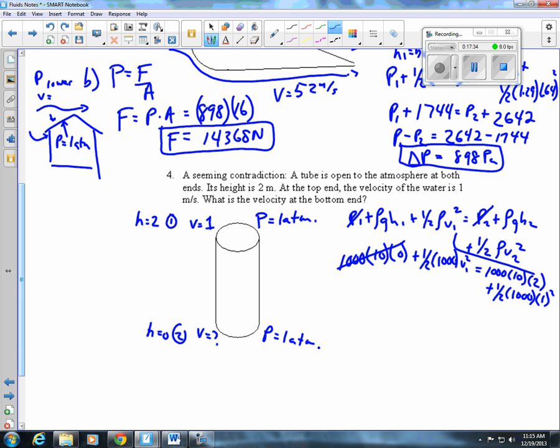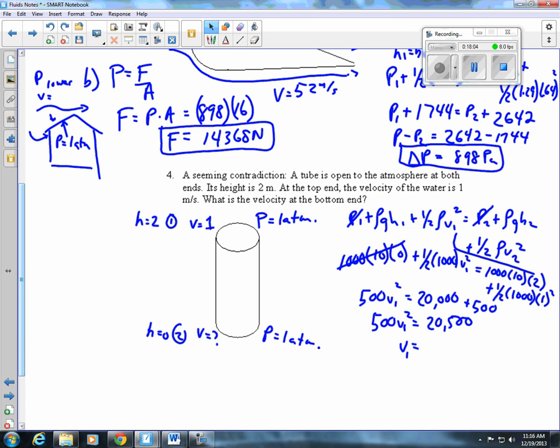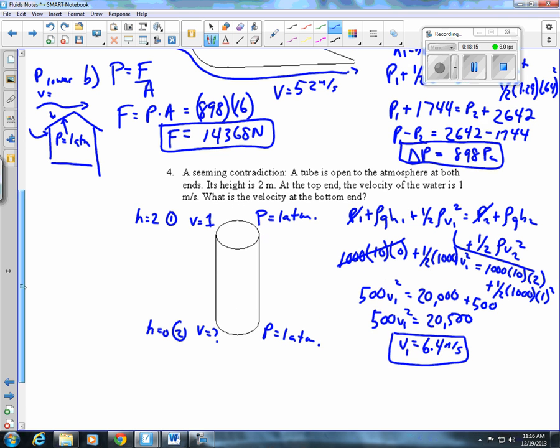So this goes away because the height is 0. This gives me 500 V1 squared equals, this is 20,000 plus 500. So 500 V1 squared equals 20,500. So then V1 is equal to 6.4 meters per second. And it makes sense that as the water falls from the top to the bottom, it's going to speed up. Here is the problem.